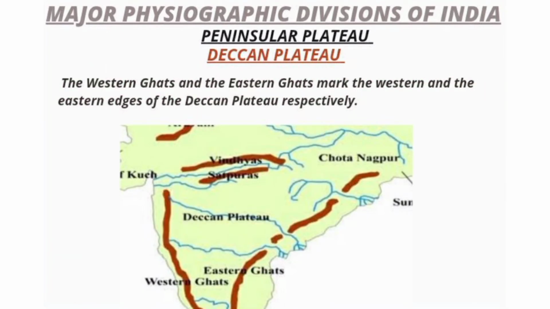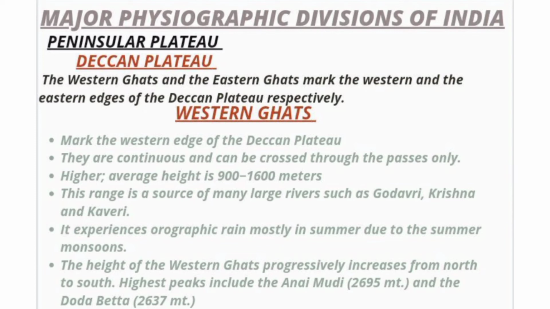The Western Ghats and the Eastern Ghats mark the western and eastern edge of Deccan Plateau respectively. Western Ghats mark the western edge of Deccan Plateau. They are continuous and can be crossed through passes only. Higher average height is 900 to 1600 meters. The range is a source of many large rivers such as Godavari, Krishna, and Kaveri.